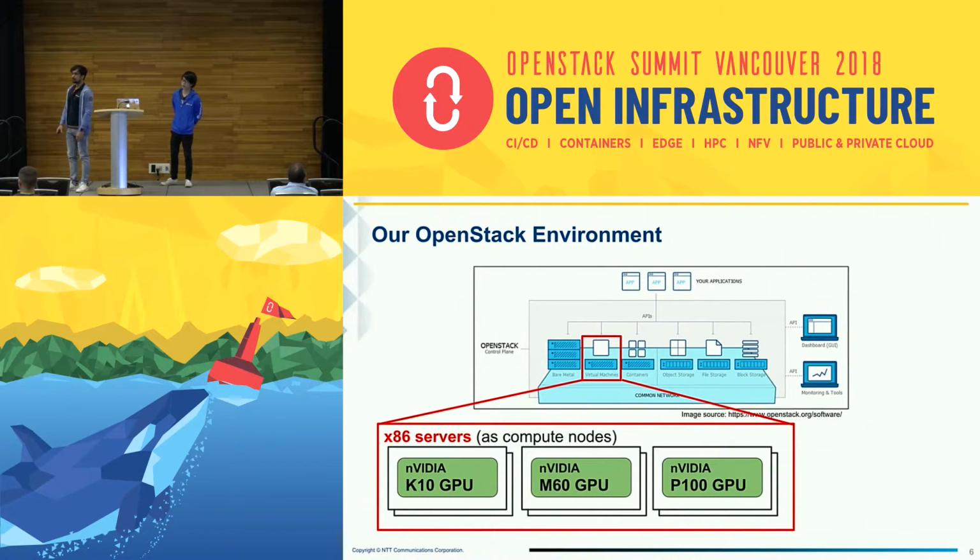This is our internal OpenStack environment. As you can see here, we mainly provide NVIDIA's K10, M60, and P100 GPU cards in x86 servers as compute nodes. So our in-house users use instances with these GPU cards for their applications.